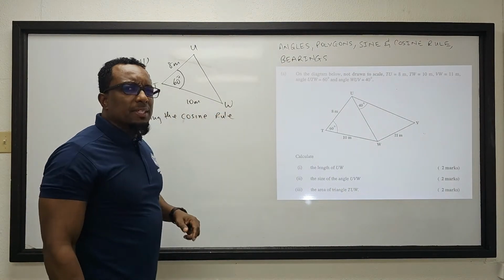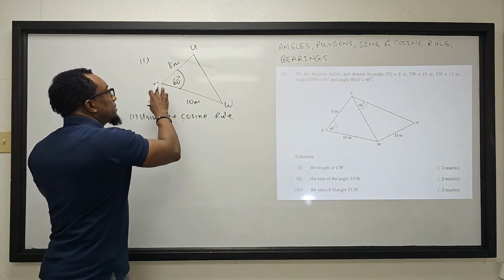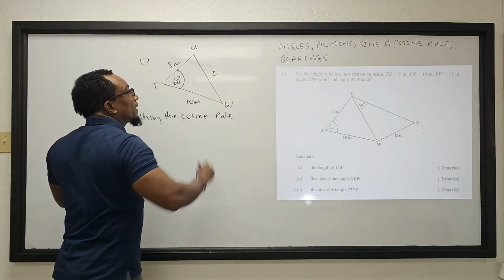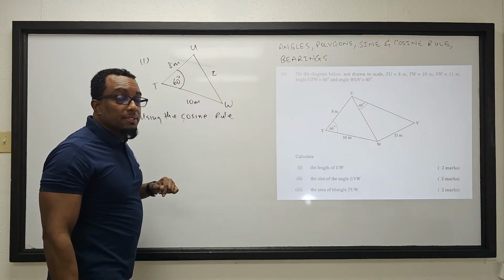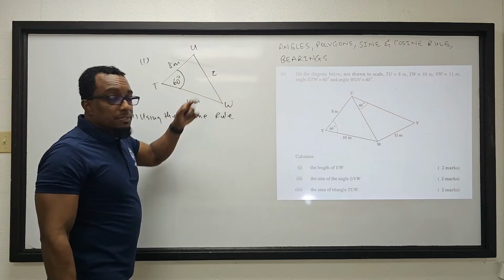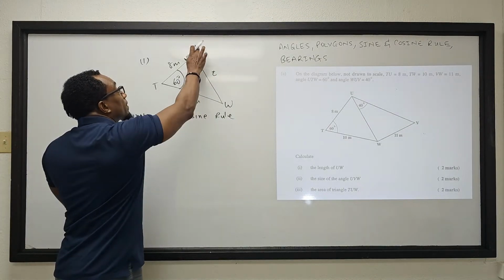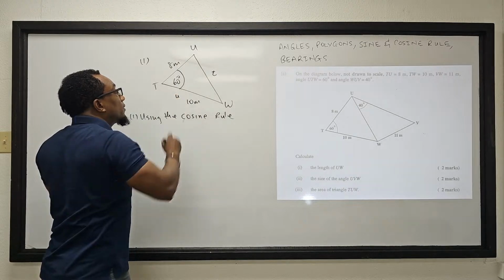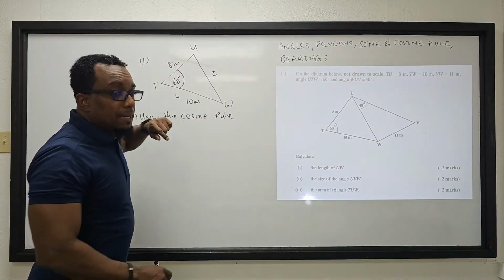And this you will normally see in the formula sheet too, right? So what you do, you start by labeling. The side opposite capital T, that's small t. Always label using small letters, not sine, cos, tan, no, small letters. So look at the vertex T, the side opposite is small t. Vertex U, side opposite small u. Vertex W, the side opposite small w.